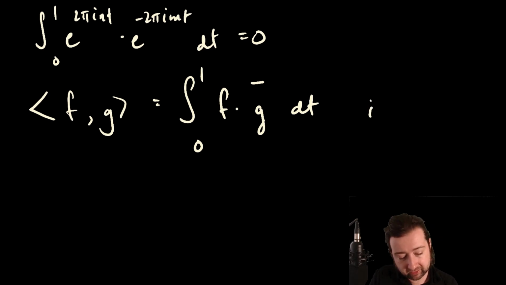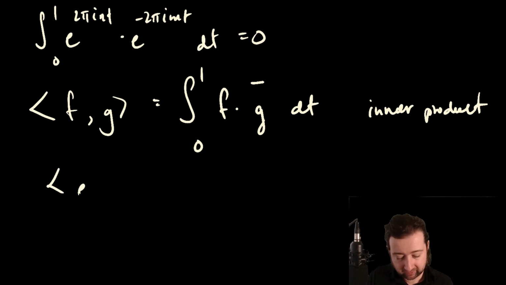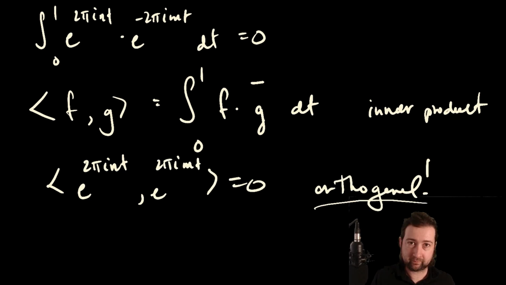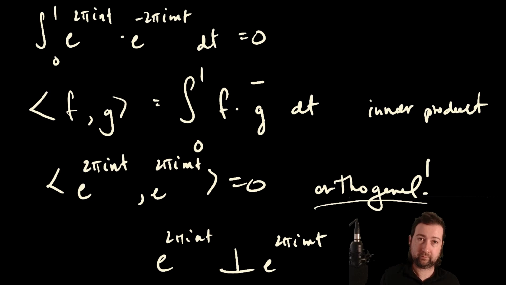Okay, so this is an inner product on some space of functions. And with respect to that inner product, e to the 2 pi i n t and e to the 2 pi i m t are orthogonal. That is, as functions with respect to this inner product, e to the 2 pi i n t is perpendicular to e to the 2 pi i m t. That's great. Even better, using this inner product formula, we can show that the absolute value, or length, of e to the 2 pi i n t is 1. So these are unit vectors.